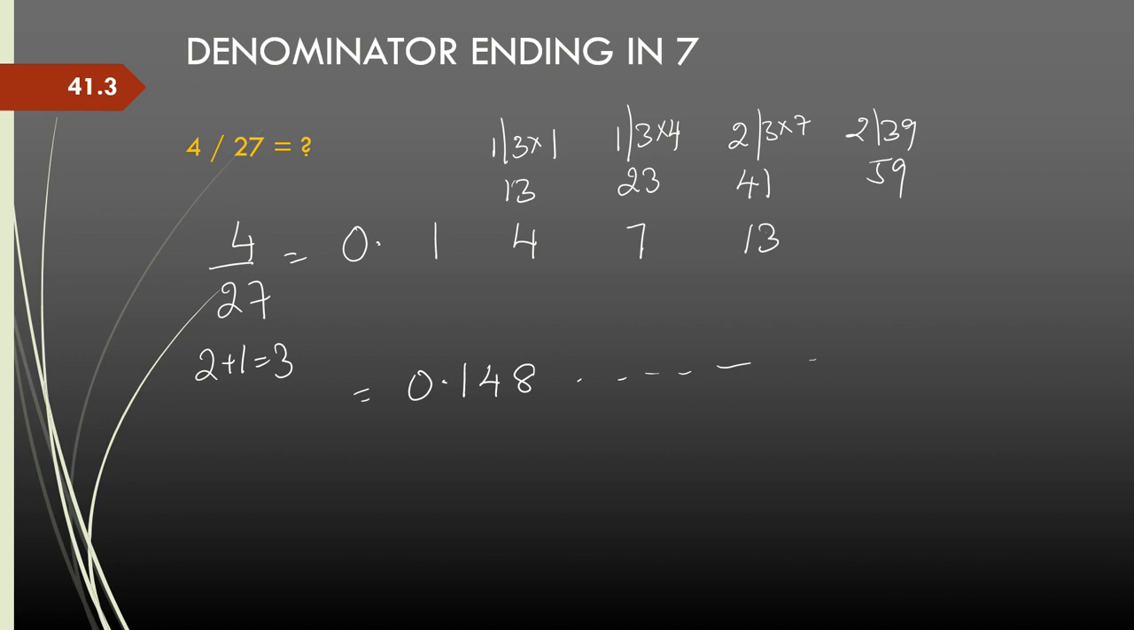Similarly, you can also extend this process for denominators ending in 6. The only difference being, instead of multiplying the previous quotient digit with 3, we multiply with 4.